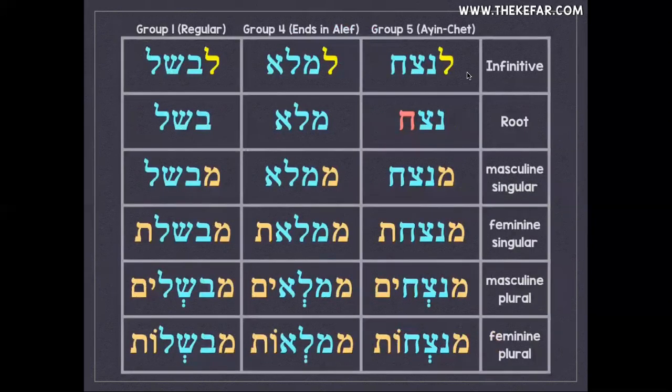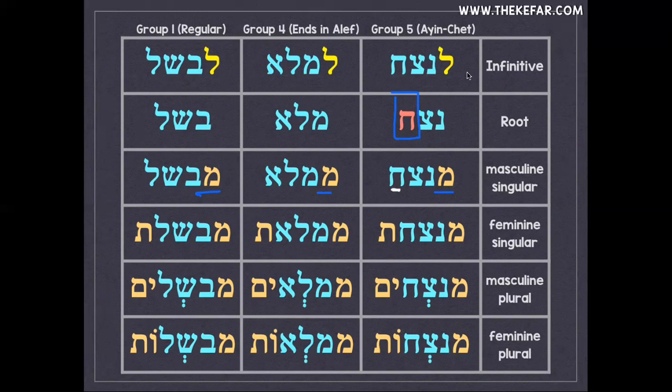Okay, and again, just to show you a little comparison. We have here our special case where the root ends in either a chet or an ayin. In this case, it's a chet. And so for our masculine singular, it's pretty similar. We just have the mem in the front and then the rest of the shoresh. So mevashel, memale, menatseach. We have an additional vowel sound. And then mevashelet, memalet, and menatzachat. So we have 3 different sets of vowels here.